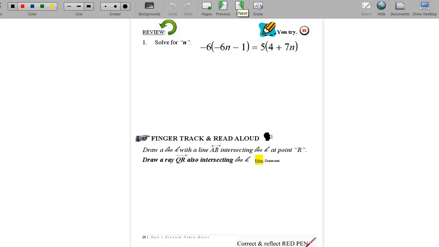Taking a look at this page, this is a review from the prior material. Do the best you can, work through this page, get out a red pen, and then restart.